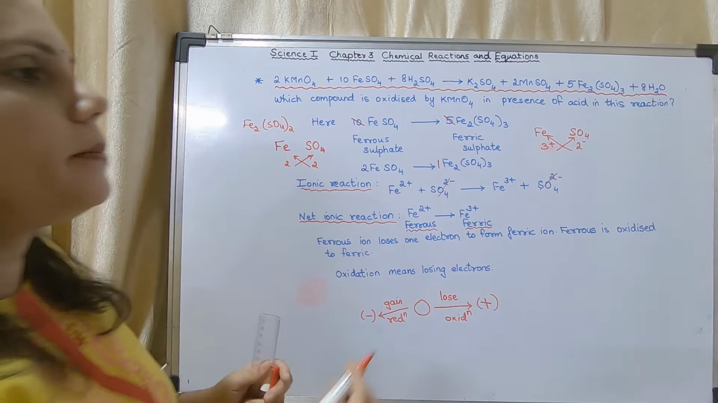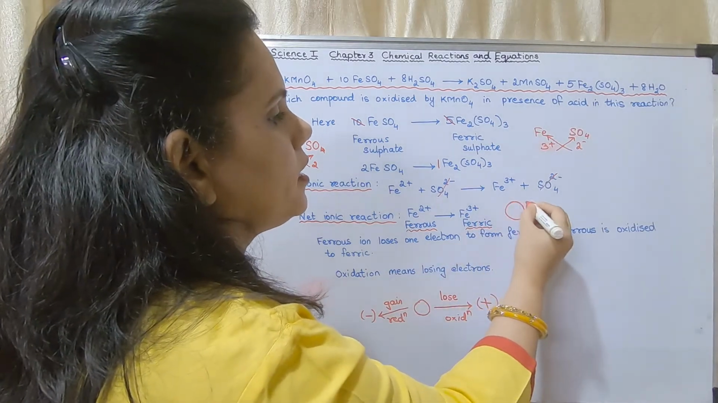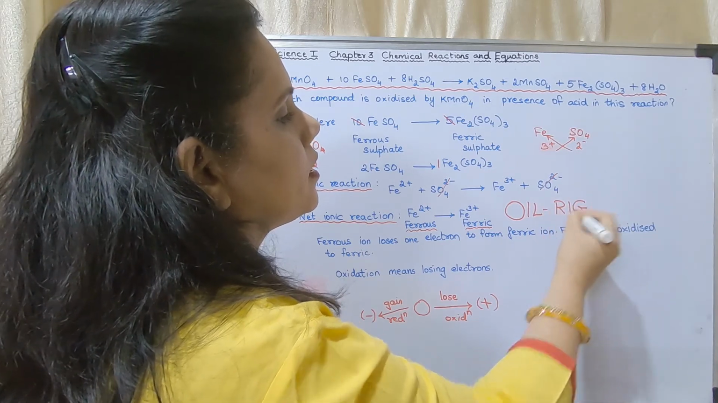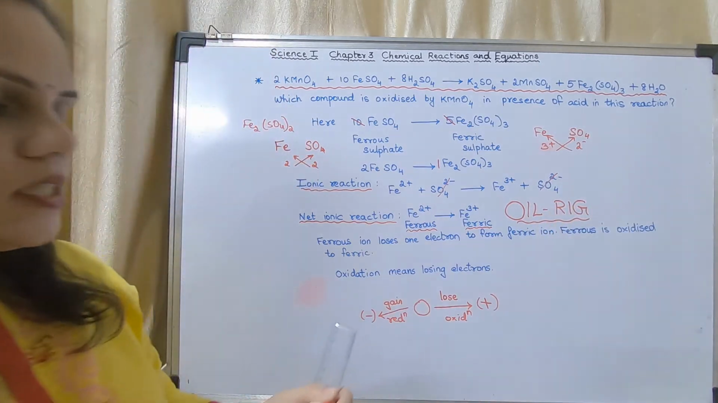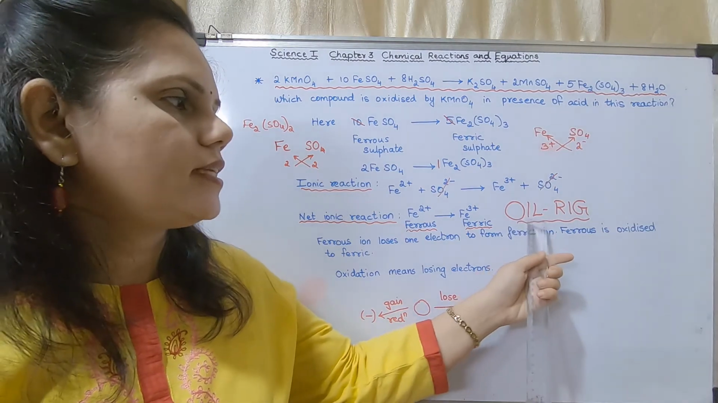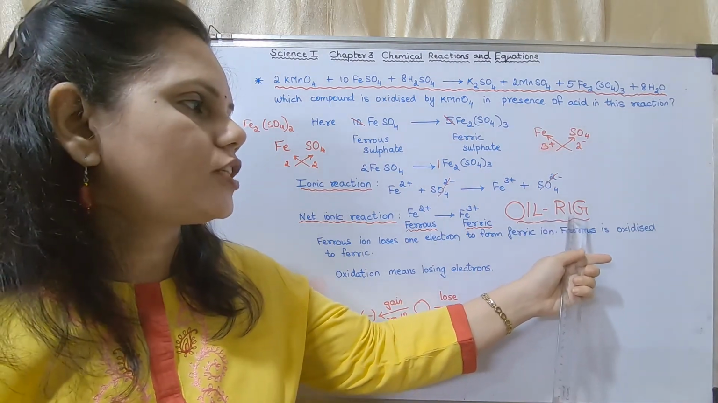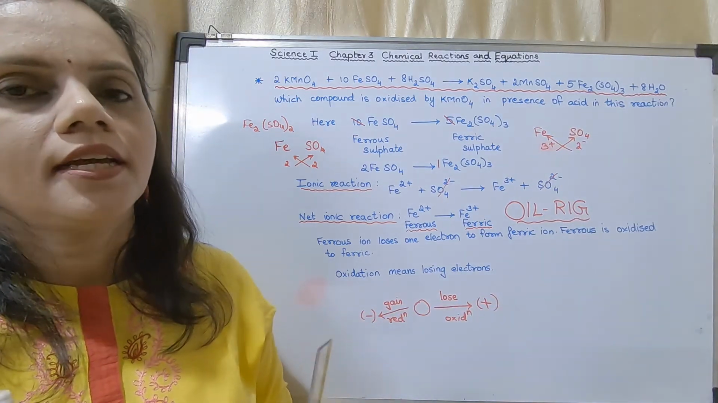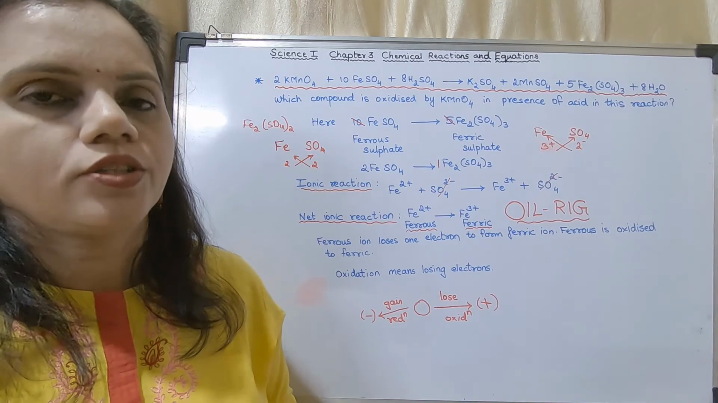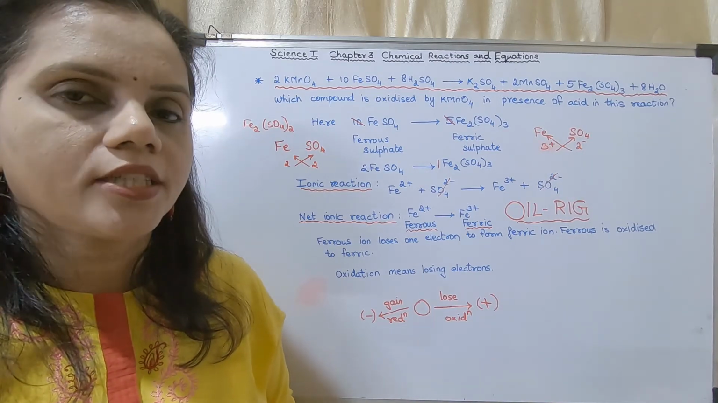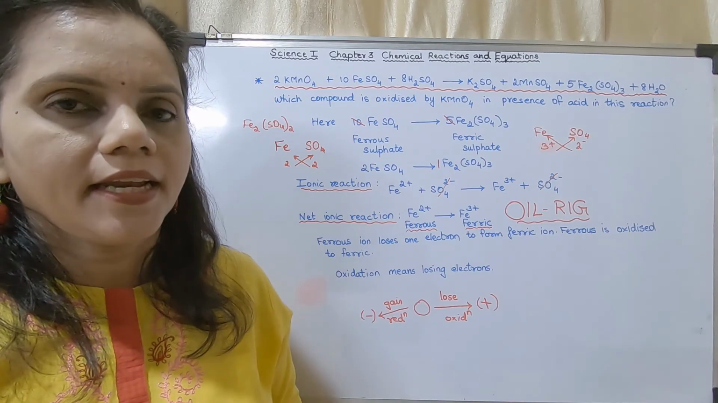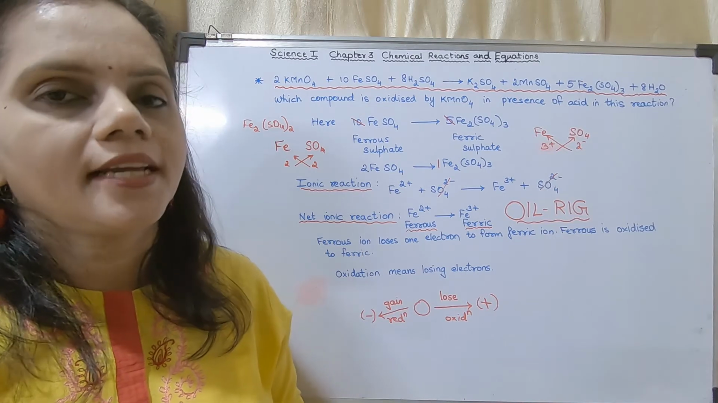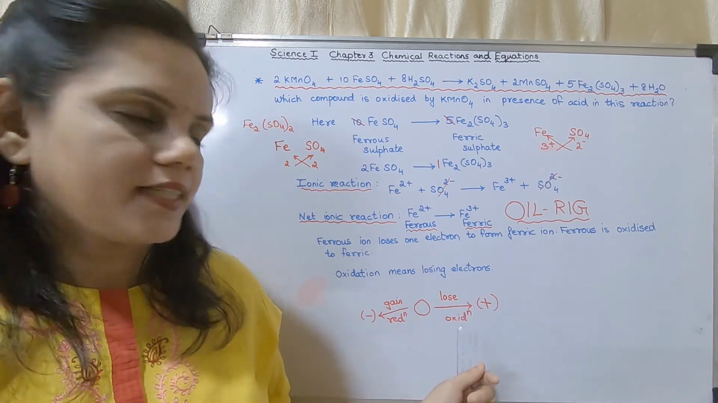So you have to remember this: OIL RIG. What is OIL RIG? Oxidation is losing electrons, reduction is gaining electrons. This is the next definition.